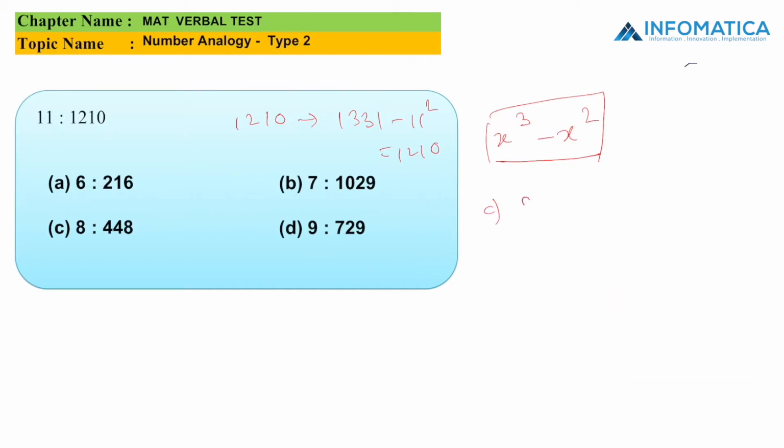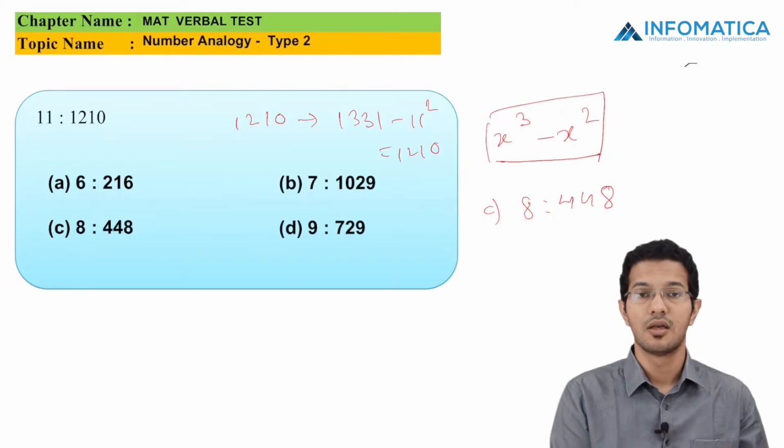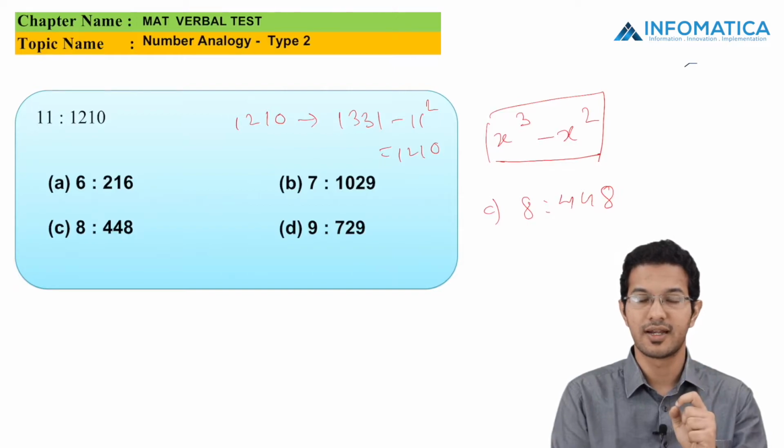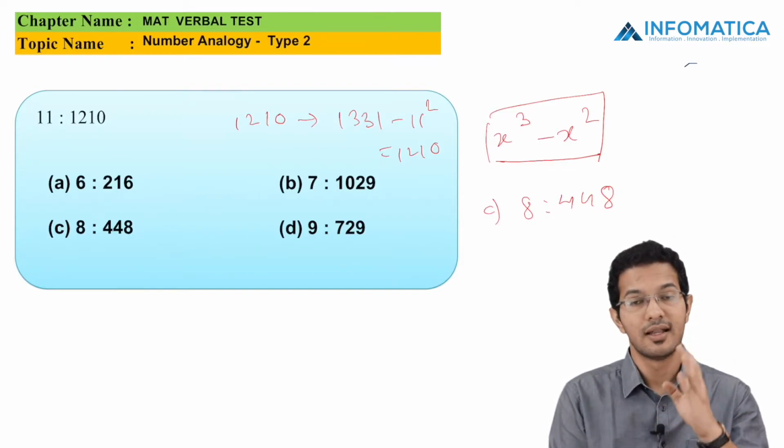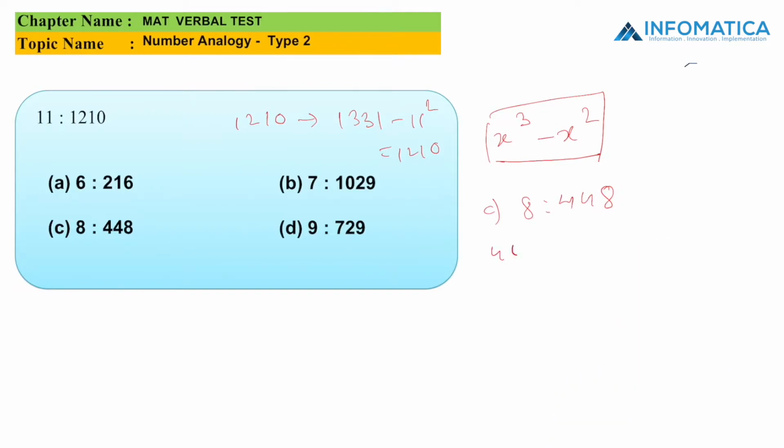Option C says that 8 is to 448. So if I split 448 as 8 to the power 3 minus 8 square, let us see the answer. I'll write it as 448 is equal to 8 cube minus 8 square.